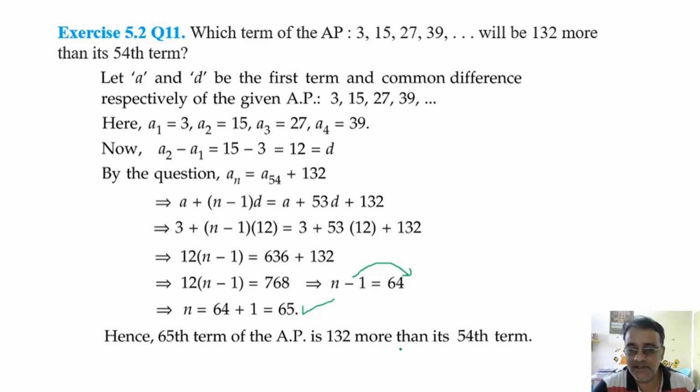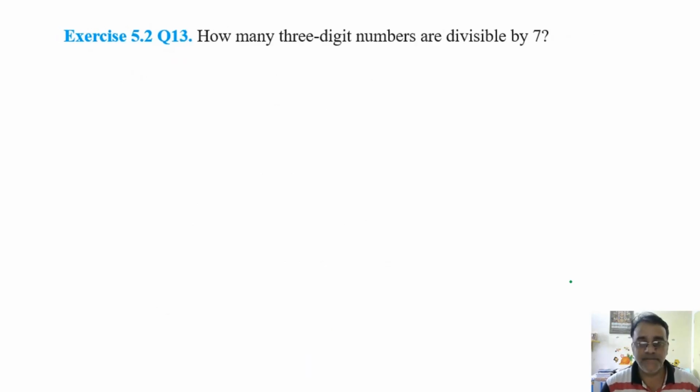The 65th term is 132 more than its 54th term. Any doubt in this question? Okay. Now we'll move towards finding the number of terms. If the question asks how many, which term, that means you have to find the n value. In the previous question also we found n.